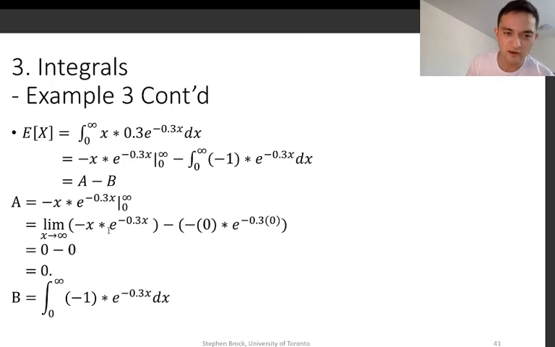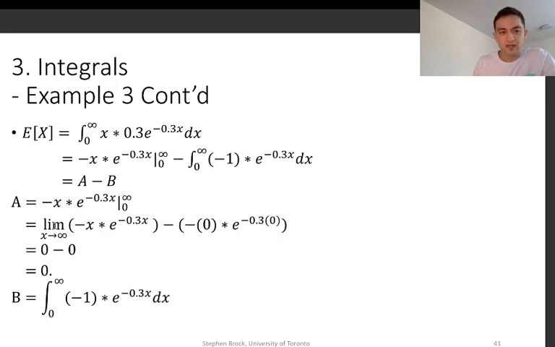How can we reason about this? I believe you can use L'Hospital's rule, which is a way of solving undefined limits. Another way is to look at the functions themselves and their rates. The rate at which e to the negative 0.3x approaches 0 is a lot faster than negative x approaching negative infinity. Because it approaches 0 faster, that ultimately wins, and so this whole term becomes 0.